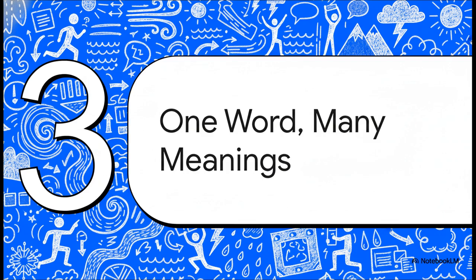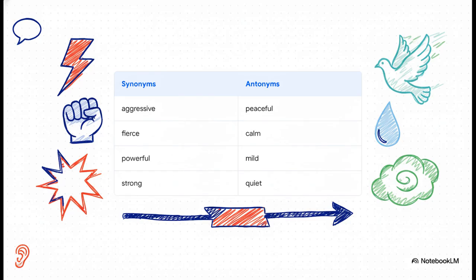And to really get a feel for its power, let's check out what it's similar to, and what it's the total opposite of. This just illustrates its range perfectly. So on one side, you've got synonyms like aggressive, fierce, powerful, strong. But then look at the other side. Its direct opposites are words like peaceful, calm, mild, and quiet. I mean, any word that can bridge the gap all the way from strong to mild is doing a ton of work. That's what you call linguistic efficiency.